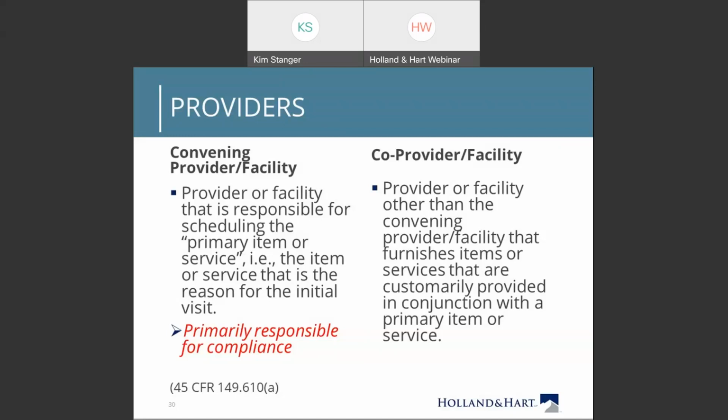It's that convening provider or facility that's generally responsible for obtaining the good faith estimate and otherwise complying with the terms of this rule. In contrast, a co-provider or co-facility is a provider or facility other than the convening provider or facility that furnishes items or services that are customarily provided in conjunction with a primary item or service. So for example, if a patient goes to a hospital to receive care, the hospital is the convening provider or facility. But in the course of that, the services may be provided by independent surgeons or independent anesthesiologists or radiologists, and those independent entities would be co-providers or co-facilities.